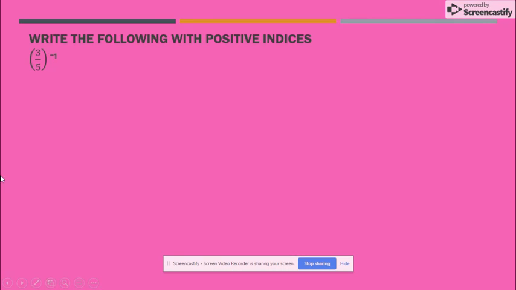So they're going to say write the following with positive indices. You can see how you've got your brackets and your negative to the power of -1. The first thing you're going to do is apply the sixth index law. You probably don't remember what that is, but that means you've got to attach that -1 to the top number and to the bottom number. So it looks like this. Now you've got 3 to the power of -1 divided by 5 to the power of -1. Okay, so you write it out like that.